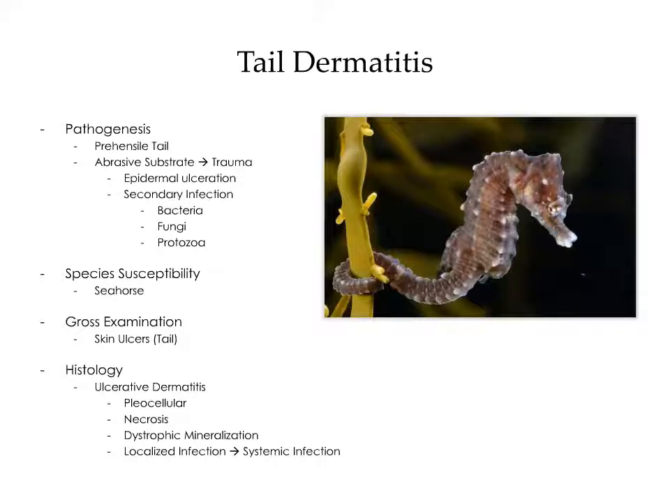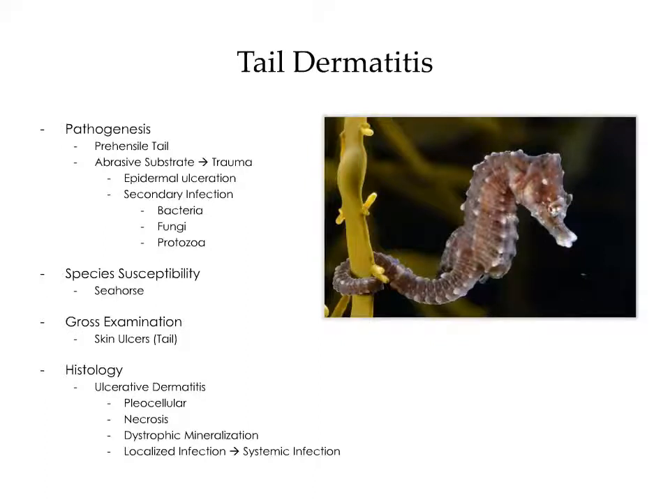Tail dermatitis is a condition that occurs in seahorses. Seahorses have a prehensile tail, so they often latch onto things within their environment. If there's an abrasive substrate in their environment, this can result in tail trauma. Epidermal ulceration will often progress to secondary infection. The infection can involve bacteria, fungi, or protozoa. On gross examination, you'll see areas of ulceration on the tail.